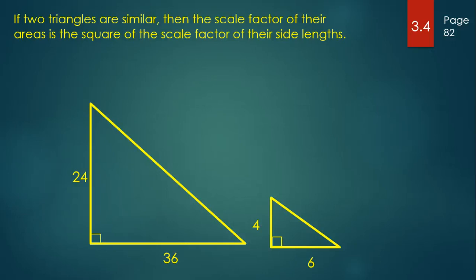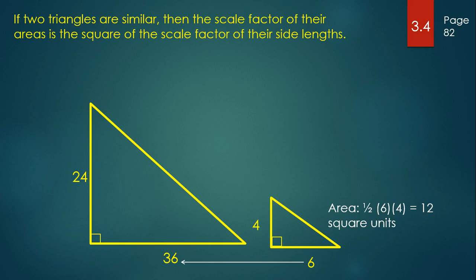In this case we have triangles, and we know how to find the area of a triangle. So if we wanted to find the area of this small triangle, since we've got two sides that are perpendicular to each other, we can call them the base and the height. So the area of the small triangle is 1/2 times 6 times 4, which is 12 square units. Now obviously if we know the lengths of the sides of the larger triangle, we could find its area using that same area formula. But let's do this a little differently. If we can find the scale factor between the two triangles, we can use that to find the area of the larger triangle. So let's look at corresponding sides of these two triangles to find the scale factor.